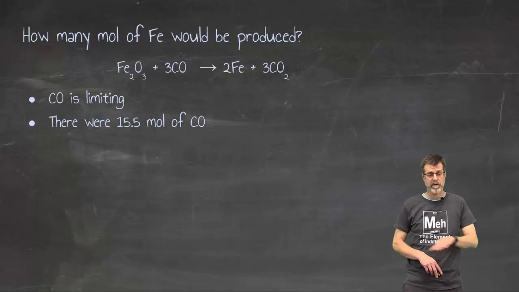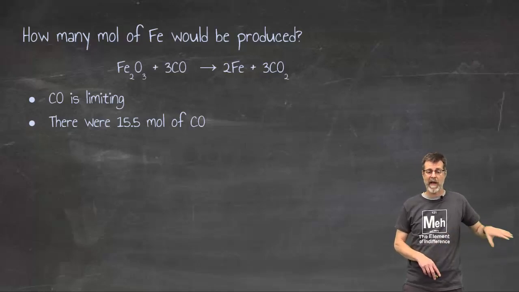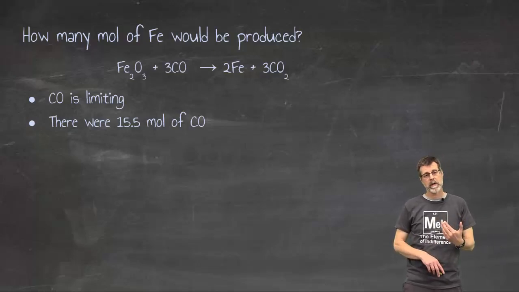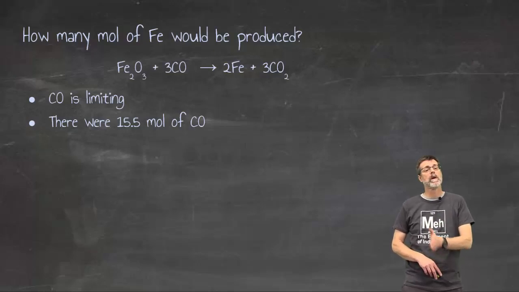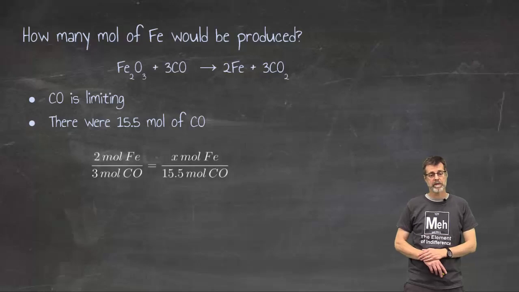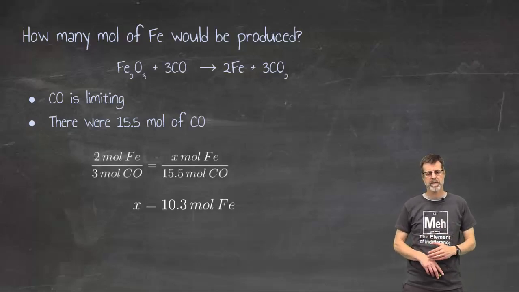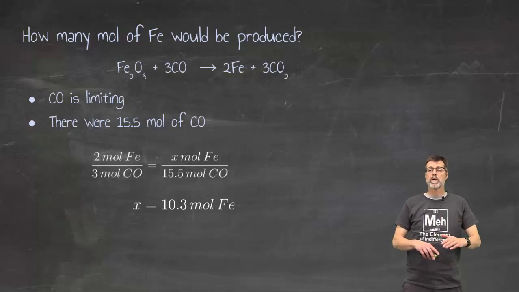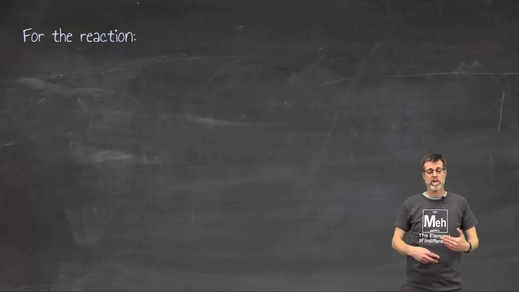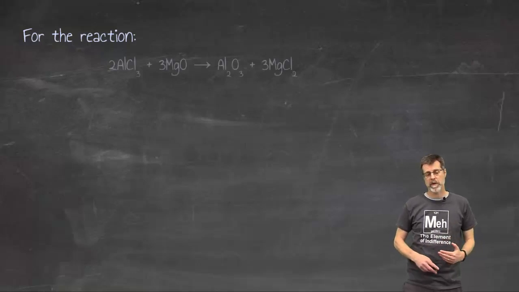The other one, the one that's in excess, the one that I have extra of, the iron(III) oxide, doesn't matter. I can ignore that at this point because now I know that the carbon monoxide runs out first. So I do the math there, in this case just molar ratios, and I end up with 10.3 moles of iron. Now, of course, we don't work like that. We work with masses. So we need to work our way toward that.